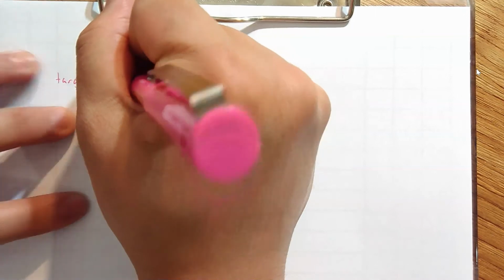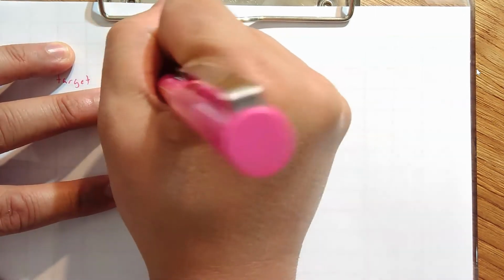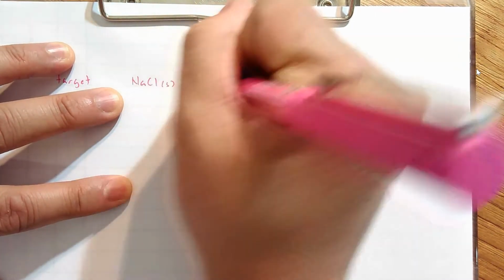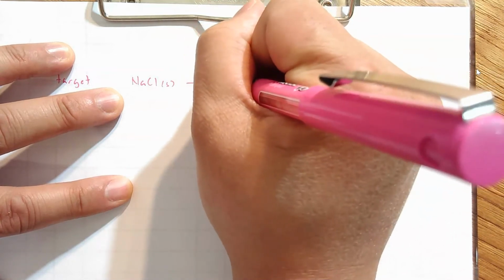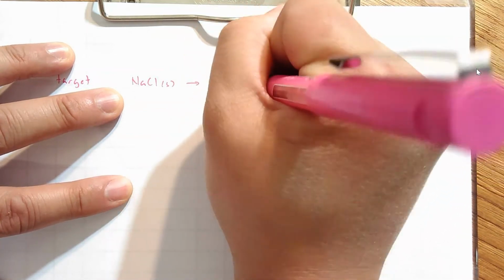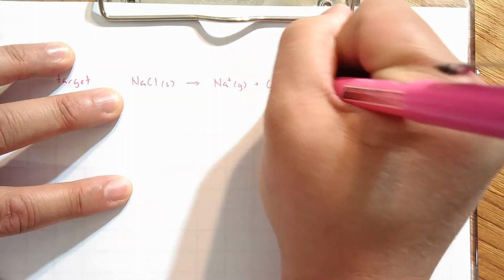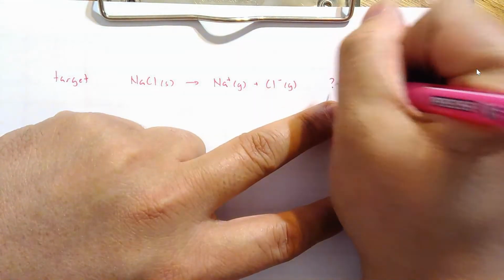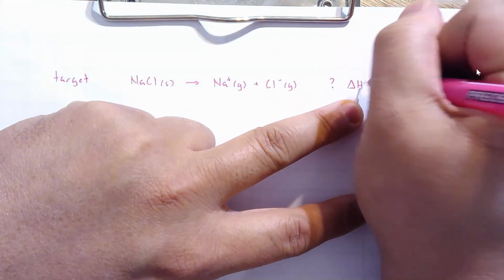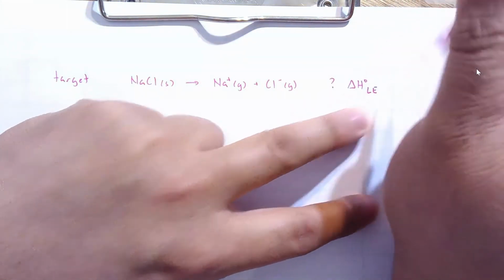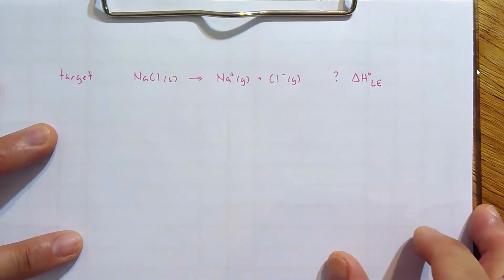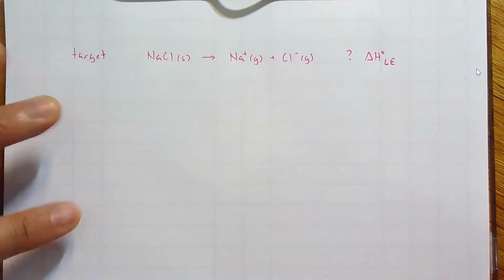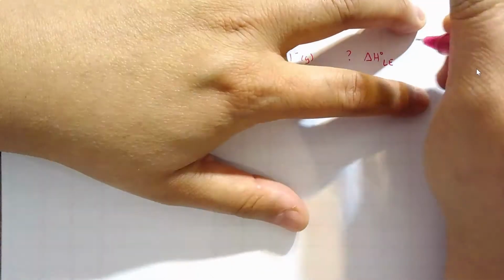The enthalpy change, or the delta H of NaCl solid going to its constituent ions in their gas phases. And this is the question mark delta H LE, or lattice energy, and we expect this to be positive. Wait, do we expect it? Yeah, we expect it to be positive.